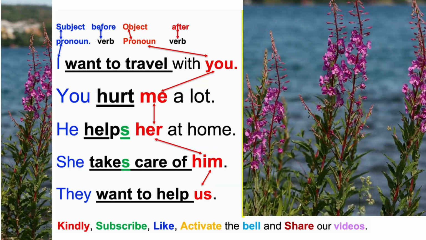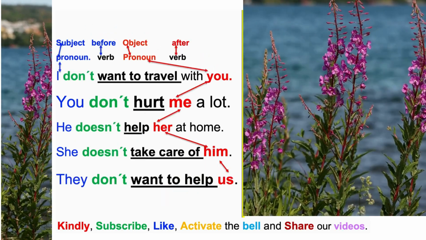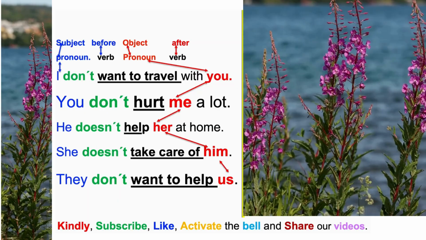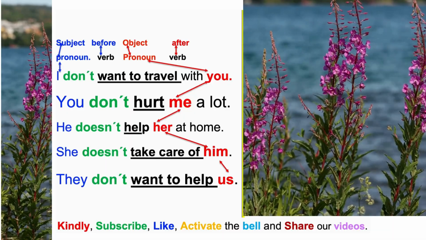Let's go to the negative form. I don't want to travel with you. You don't hurt me a lot. She doesn't help her at home. He doesn't help her at home. She doesn't take care of him. They don't want to help us.